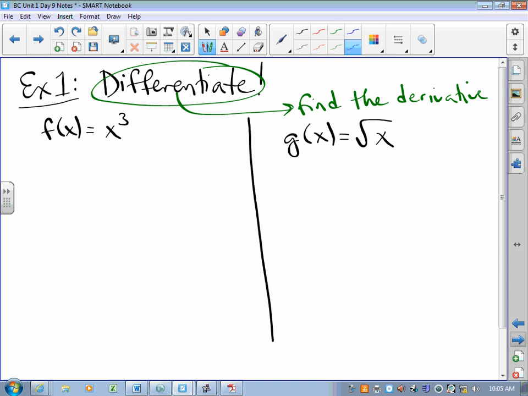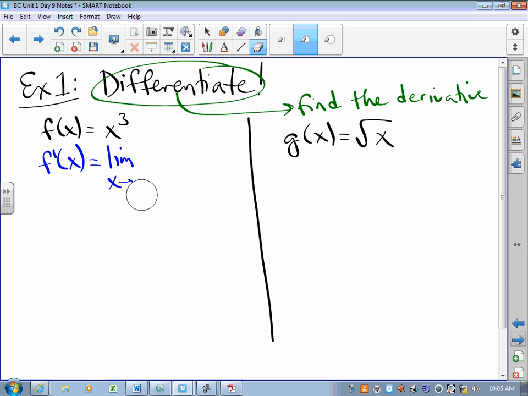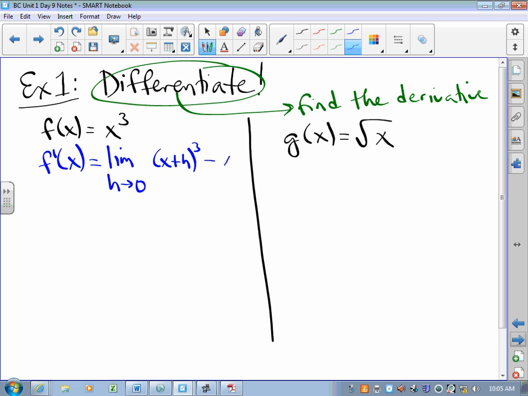f of x equals x cubed. So I'm going to use the basic definition of derivative. I'm going to take the limit as h approaches 0 of f of x plus h minus f of x over h. Clearly, we should know by now, if you try to sub 0 in for h, you're going to get 0 on the top and 0 on the bottom, and so that's just bad. And so instead, algebra to the rescue.